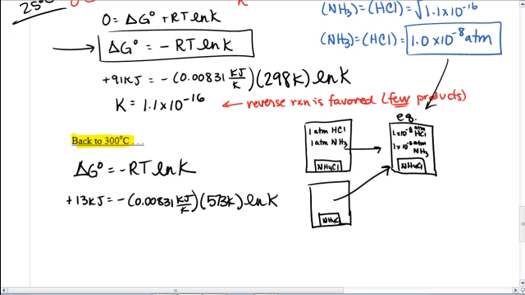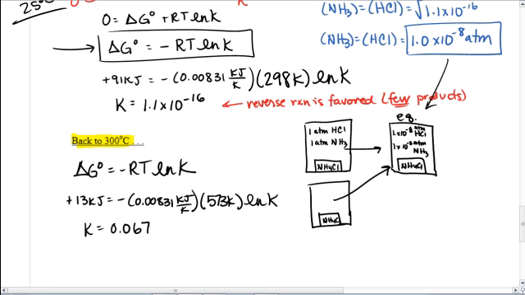Knowing that this was endothermic, and knowing that we're heating it up, and so the reaction is going to progress to the right, should our K value be bigger or smaller? Lauren? Bigger. Okay. And in fact, if you do the calculations, you get 0.067, which is quite a bit bigger than the 1.1 times 10 to the minus 16.